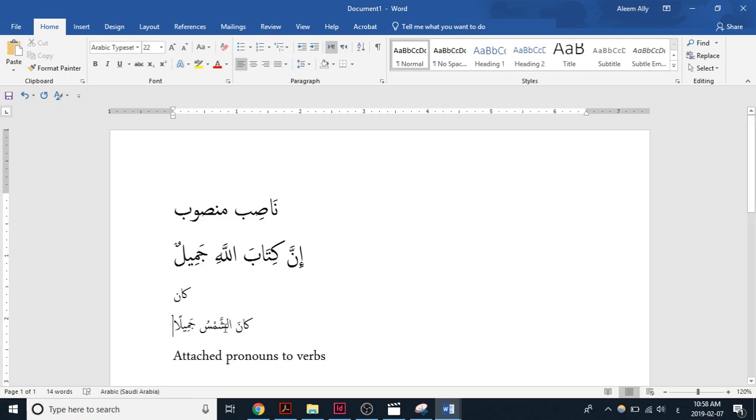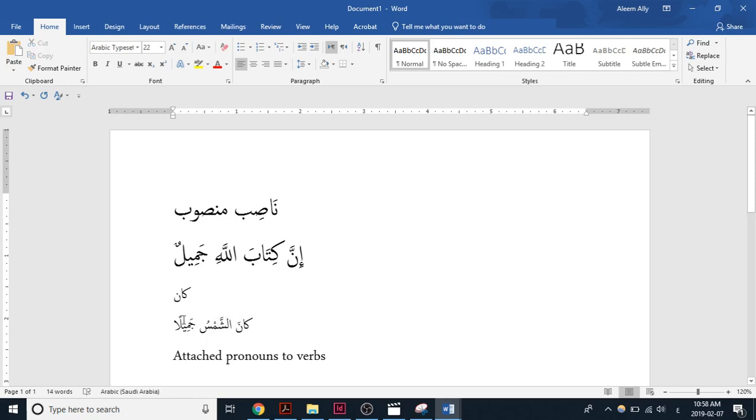So kana shamsu, right? What kana is going to do is it's going to target your mubtada and make it the ism of kana, right? So shamsu, it would be our regular mubtada. We know that because it's definite and it's in a state of rafa and it's coming in the beginning. So that would be our ism kana.